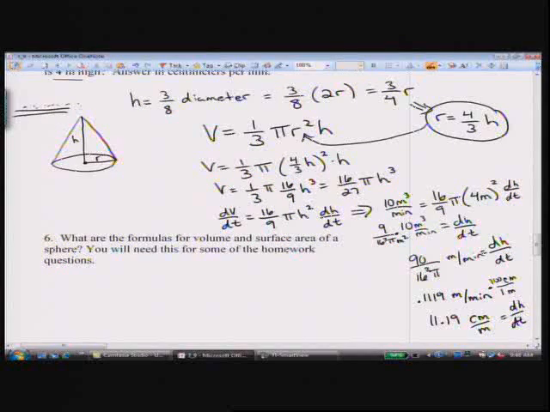Now, if you want to do dr/dt, then you do the same thing, except that you're going to take this h equals 3/4 r, and you're going to pop that right in there. And then you go through and work this problem the same way. Okay, so I'll leave that as an exercise for you. Does that sound okay? Or you want to see it?